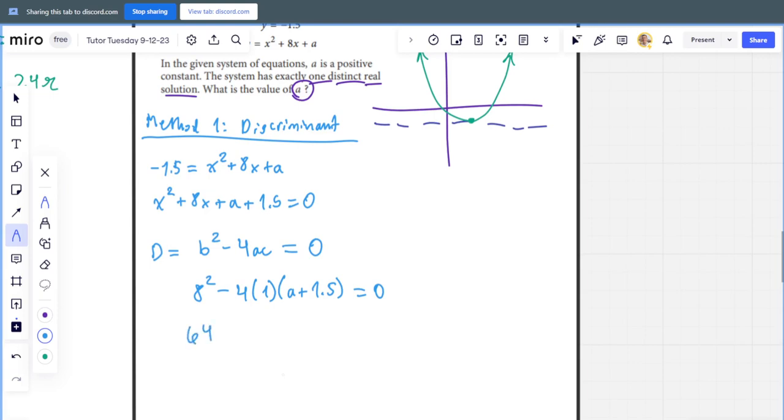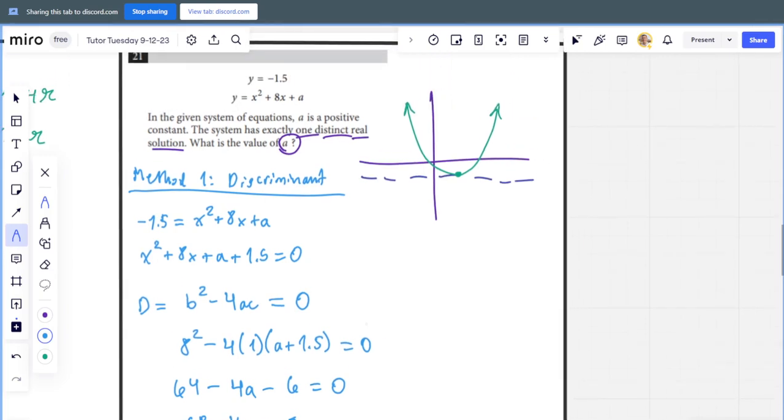When we evaluate this, we get 64 minus 4a minus 6 equals 0. We've got 58 minus 4a equals 0, or 4a equals 58. So when I simplify that out, 58 over 4 is going to be 14.5. I do hope that that one is correct. But even if it's not, we can cross-check with the second method.